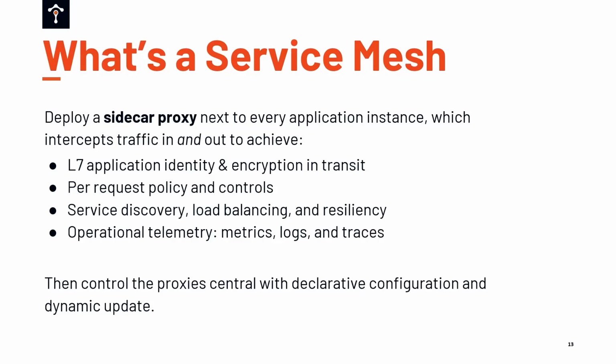That includes being able to do per request policy, so not at the connection and not at the edge. Because again, we're putting this next to every instance of the application. So we're not doing these checks at the perimeter, we're doing them for internal traffic as well as for north-south traffic.